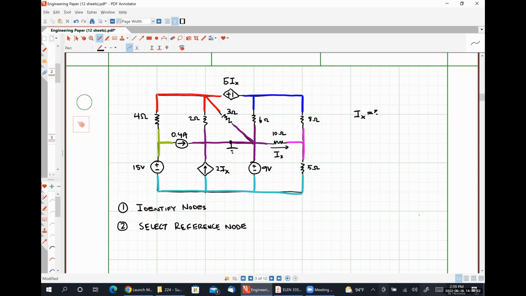So our next step is going to be to assign our nodal voltages. Okay. So I'm going to say that my red node has a nodal voltage of VA, my blue node VB, my green node VC, my pink node VD, and my teal node, or turquoise or whatever color that is, VE. All right.